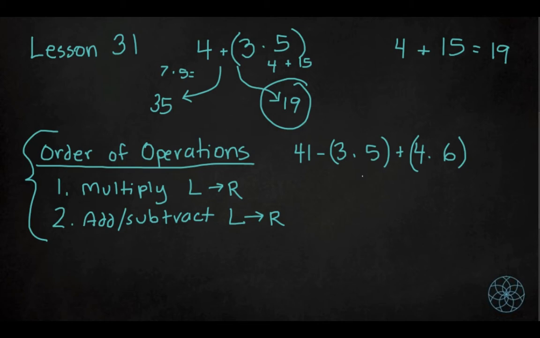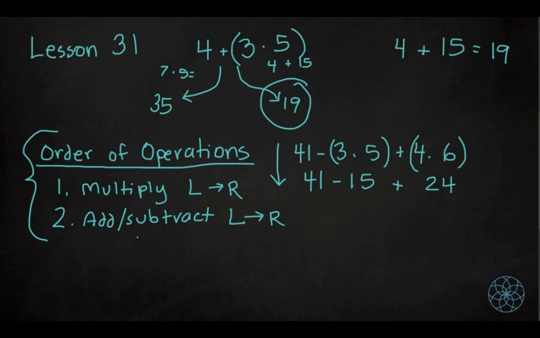So 3 times 5 is 15. 4 times 6 is 24. And this is jumping ahead a little bit, but when you're solving algebraic equations, I'd always encourage you to first write it out, copy it down exactly as written, and then we'll rewrite the problem vertically. So every time we simplify something, we'll write a new line. So we've done the multiplication. Let's carry down all the details that we haven't worked with yet. So 41 minus 15 plus 24.